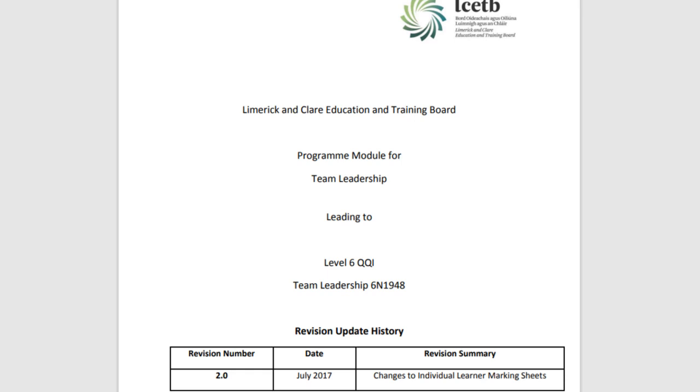It is a 15-credit module on the National Framework of Qualifications and can be delivered as a standalone module or as part of a larger programme as required. The 15-credit awards require 150 learning hours. That means that the learner must spend 150 hours working towards their award.